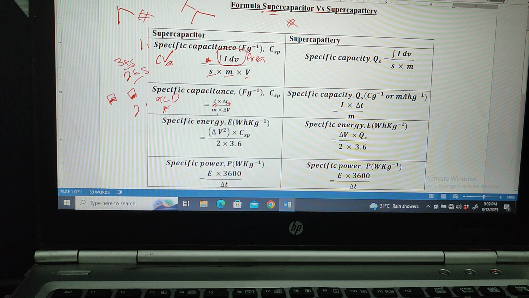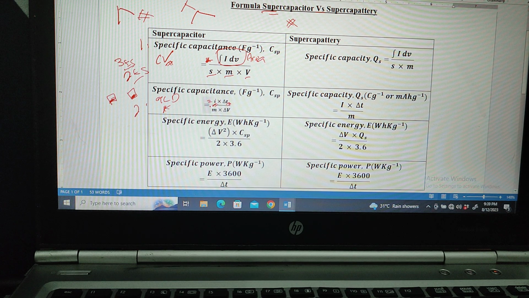So divide by the mass, of course the mass, and also delta V, which is your potential window. Okay, the same in this case. Sometimes you might see a formula has number 2 at the numerator. So why? Because of the mass. If you use a 2 electrode system, you should have an average. Someone might not calculate the average outside the calculation, so that's why they put number 2 here.